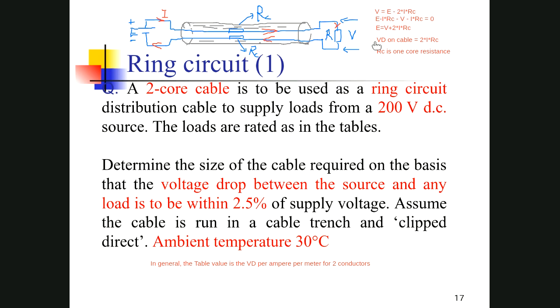So the voltage drop on the cables here, as you can see, is 2 times the current on one core times RC. That is the one core resistance. So RC is the one core resistance. Now, on the other side, in general, we have the tables. The table values are the voltage drops per ampere per meter for 2 conductors in millivolts.